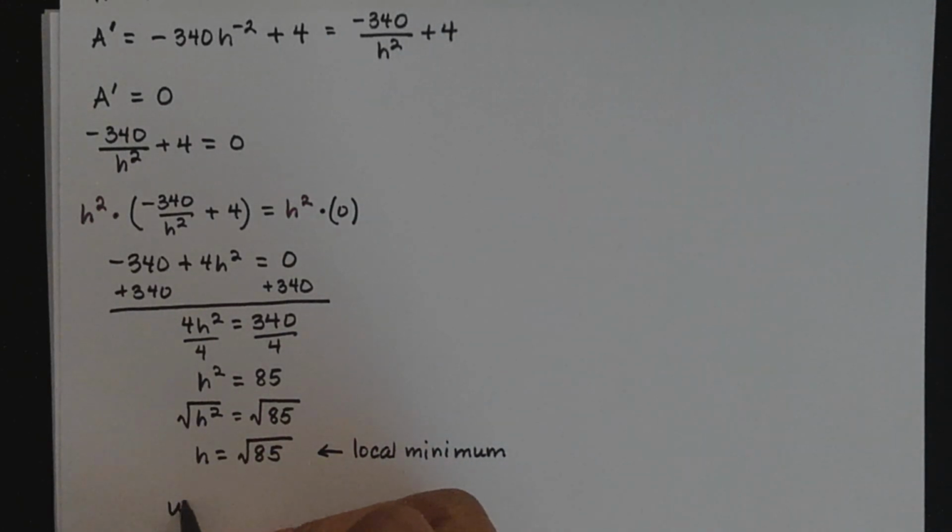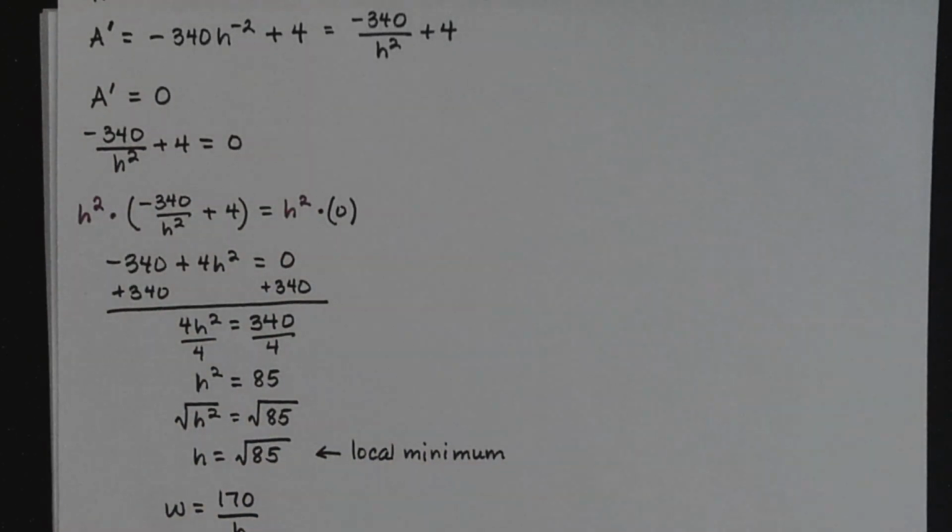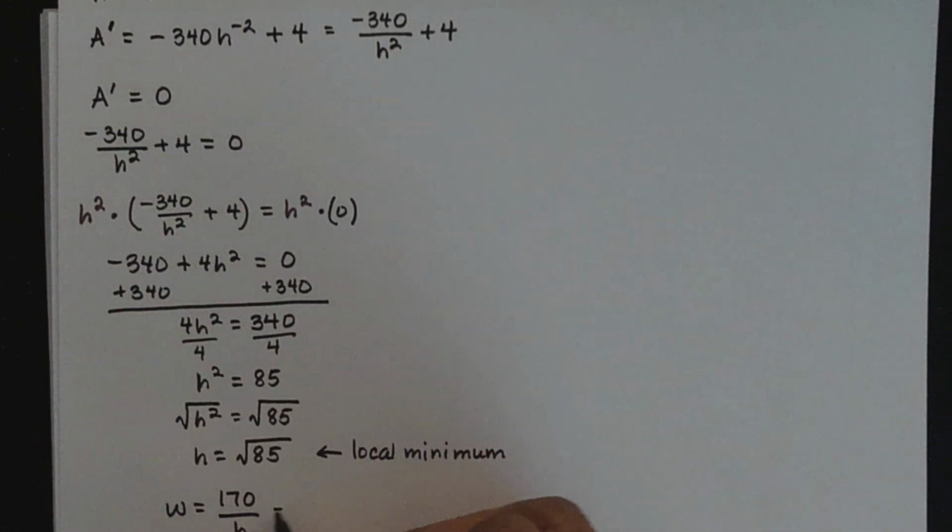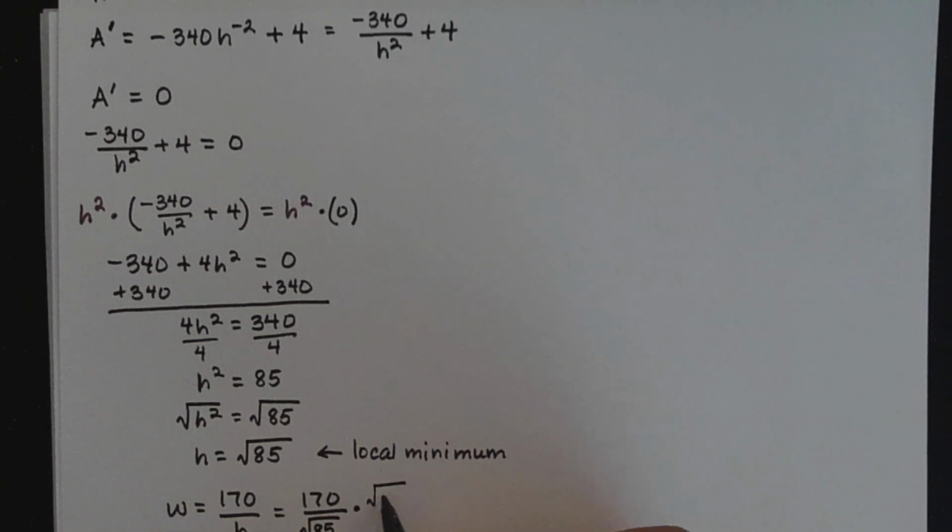And now to find out what the width is, if you recall, I let the width be equal to 170 over h. When we had width times height equal to 170, and we divided by h to solve for w. So now I can go ahead and substitute the h with the square root of 85, so it'll be 170 over the square root of 85. And of course, to rationalize the denominator, we multiply the numerator and the denominator by the square root of 85.